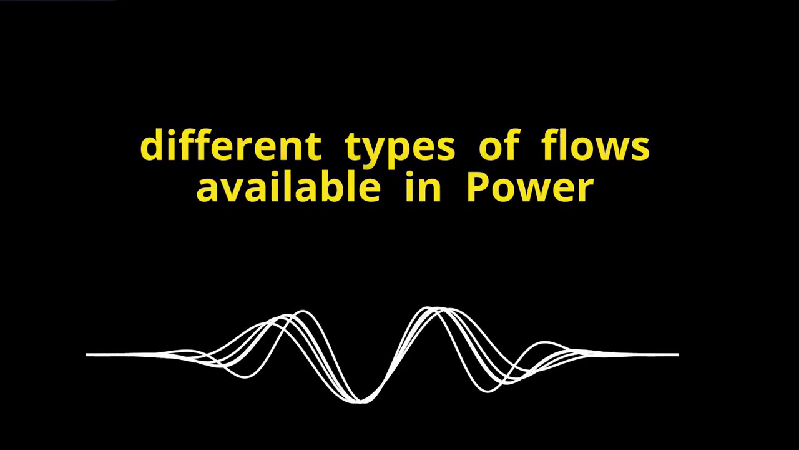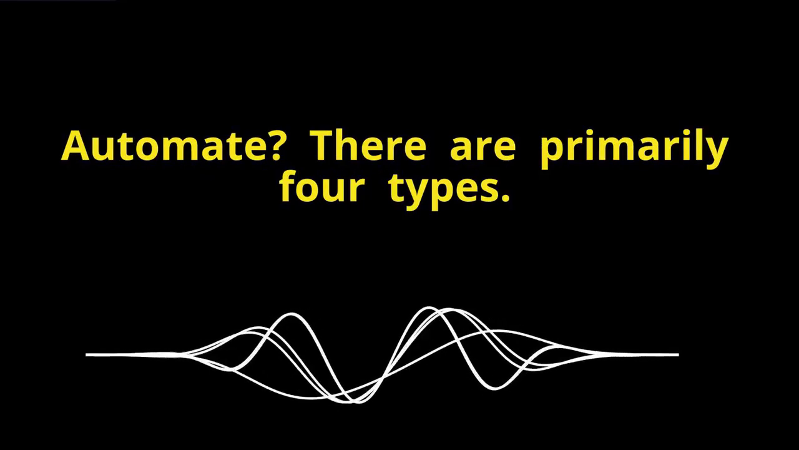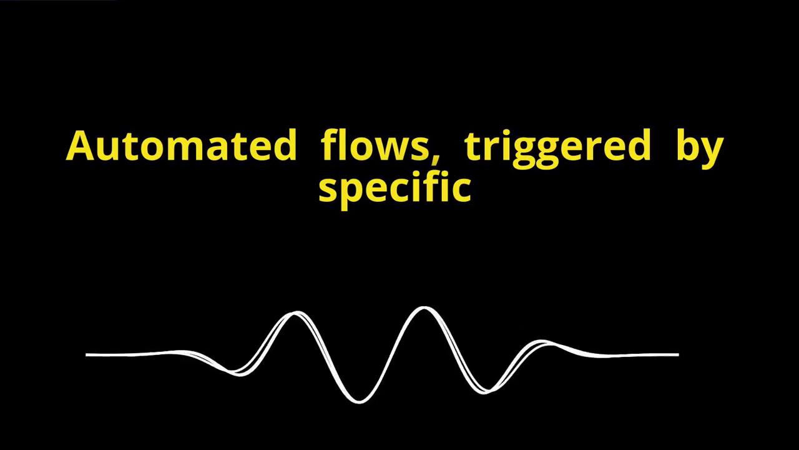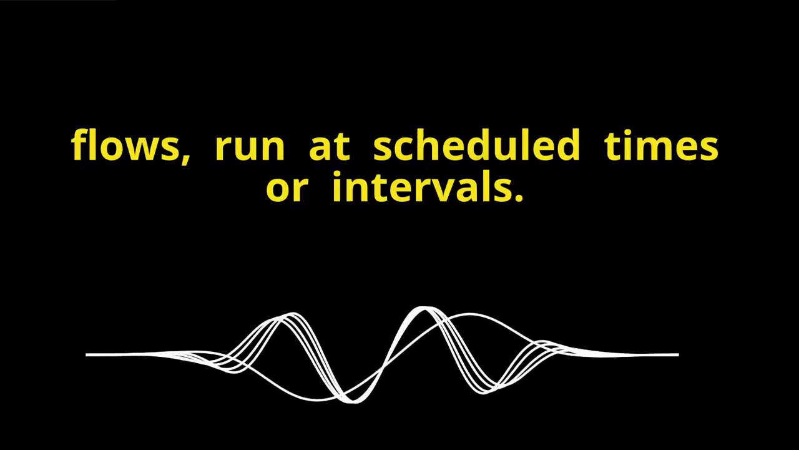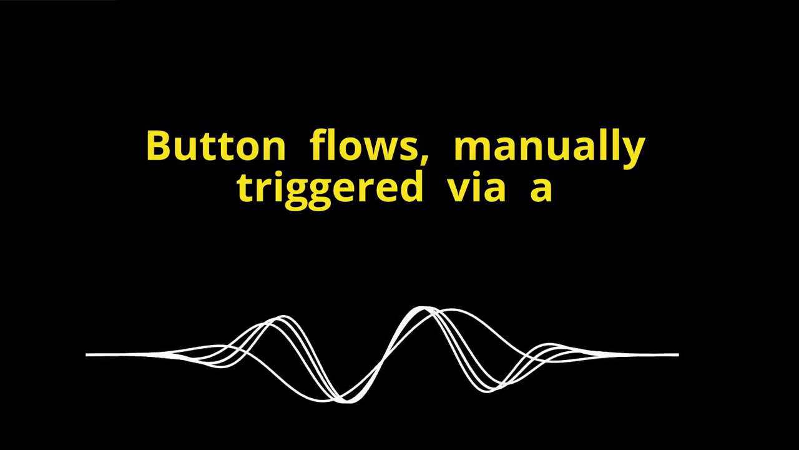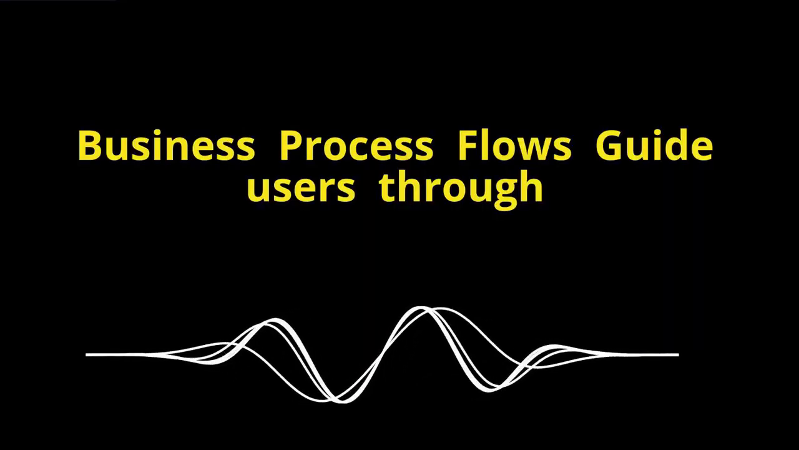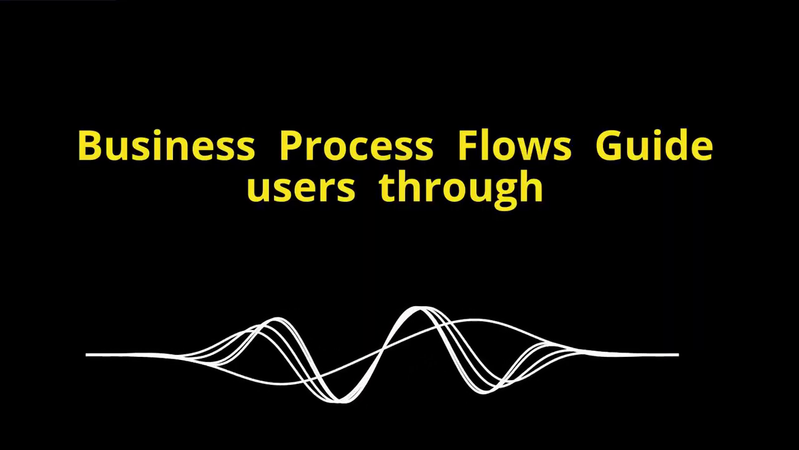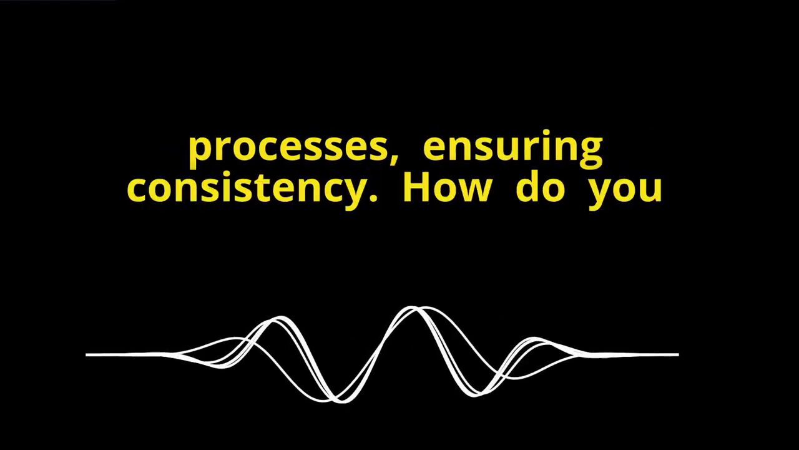What are the different types of flows available in Power Automate? There are primarily four types: automated flows, triggered by specific events, like receiving an email; scheduled flows, run at scheduled times or intervals; button flows, manually triggered via a button in the mobile app or desktop; business process flows, guide users through a set of steps to complete business processes, ensuring consistency.